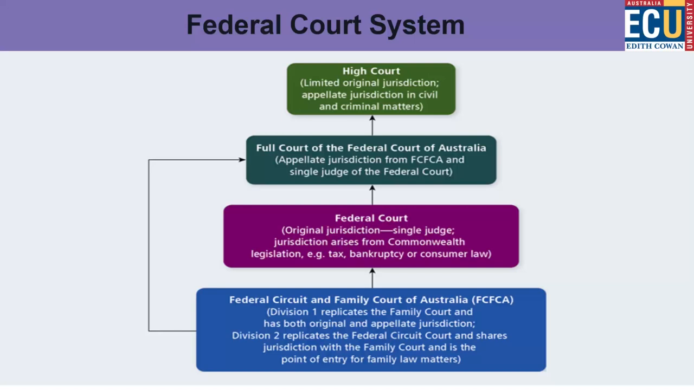All these jurisdictions, tax-related, bankruptcy-related, consumer law-related disputes, will be heard by a single judge. That's the original jurisdiction. But if there is someone who is dissatisfied, they can make an appeal to the full bench, the full court of the federal court. Then all the judges at the federal court will sit, hear, and give an appeal verdict.